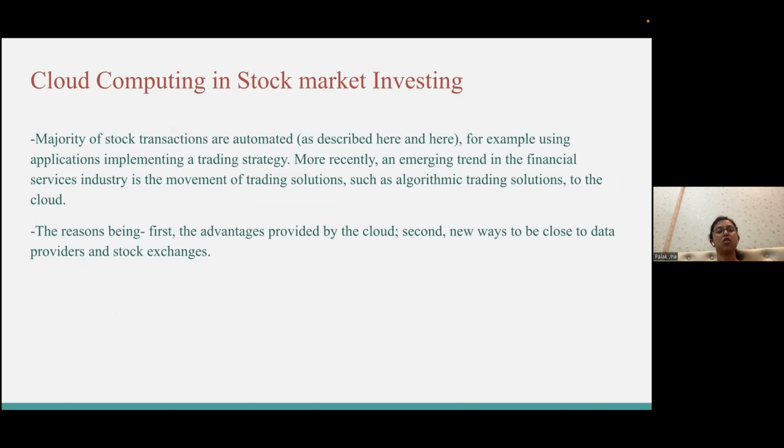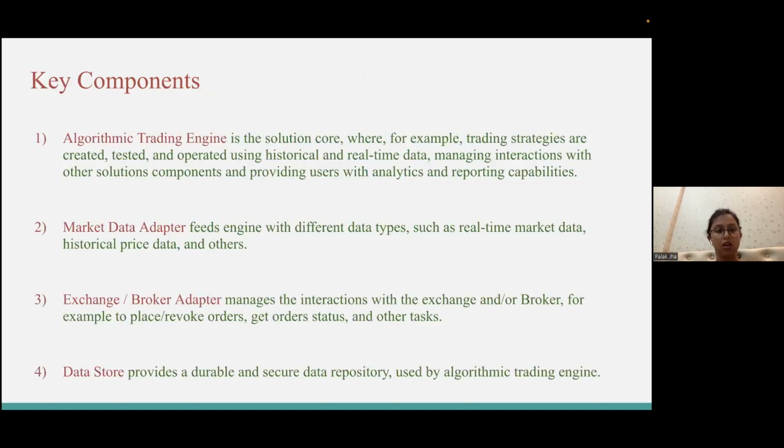So, cloud computing and stock market investment. Nowadays, most stock market transactions are automated. People and companies are implementing their applications or trading strategies using machine learning models, and most things are automated nowadays. Recently, financial service industries are also moving their trading solutions into the cloud. The reason behind this is, of course, the advantages that cloud offers over on-premise. Some of the key components for implementing stock market investing using cloud are, first, an algorithmic trading engine. Using the algorithmic trading engine, we can create, test, and operate on historical or real-time data.